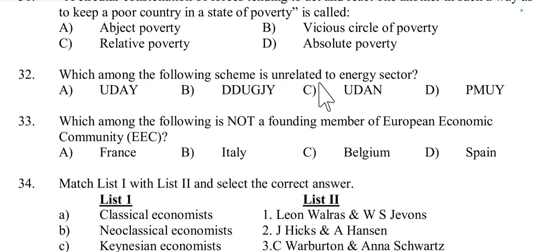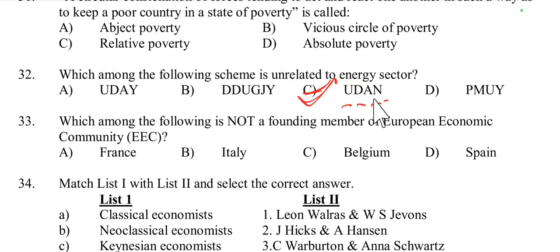Then question number 32. Which among the following schemes is unrelated to the energy sector? UDAY, DDUGJY, UDAN, PMUY. Here UDAN is not related with the energy sector. UDAN full form is Ude Desh Ka Aam Nagrik. It is a regional airport development scheme aimed at enhancing connectivity in the aviation sector, not the energy sector.